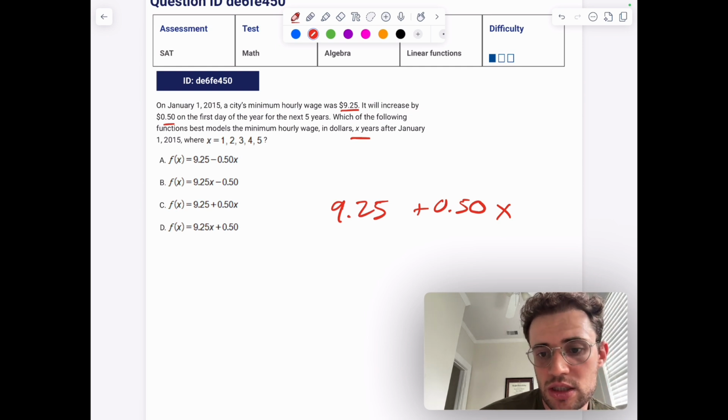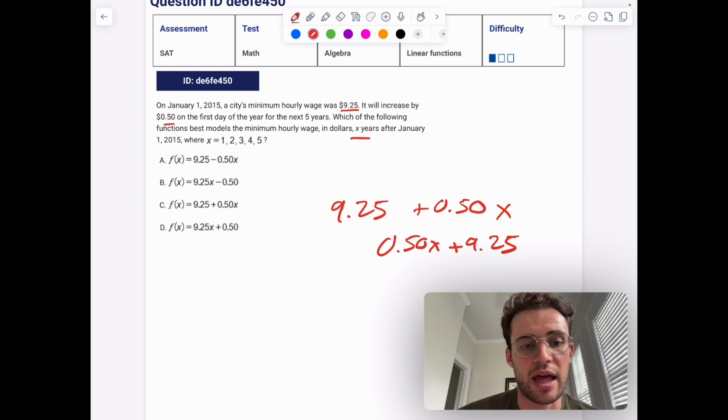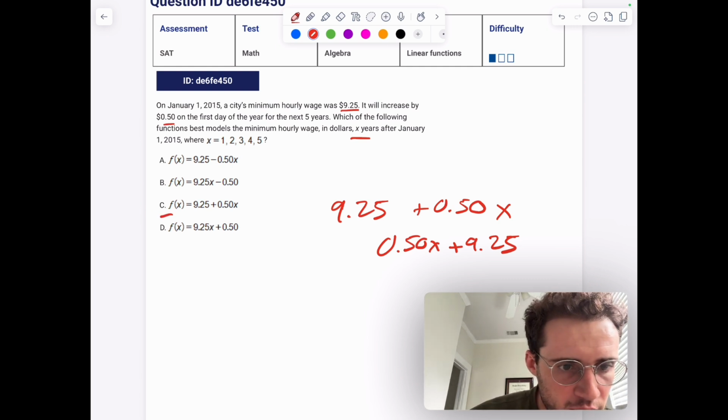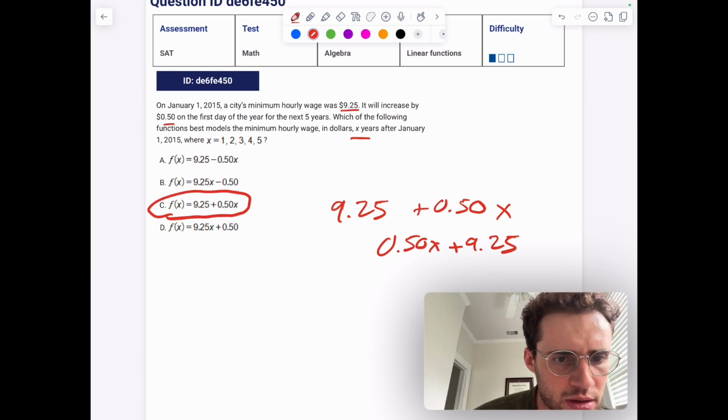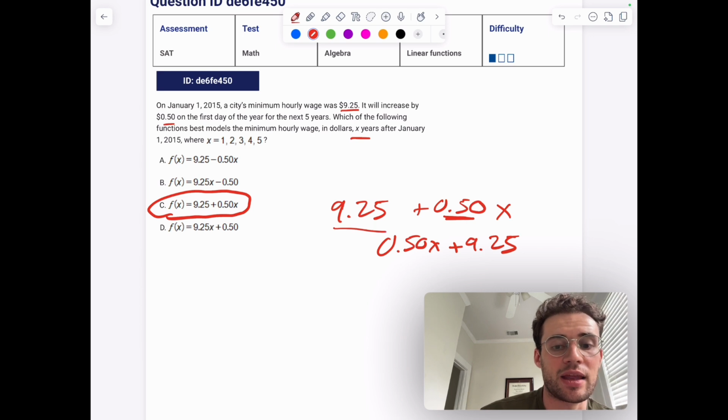They could reverse these, right? If they put it as 0.50x plus 9.25, that would be the same thing. The commutative property of addition. It means that it doesn't matter what order we add those. But we could see C is the most similar to this. Right? The x is being multiplied by the change, because it's the number of years times the change per year, not by the initial amount. So that would just be the constant.